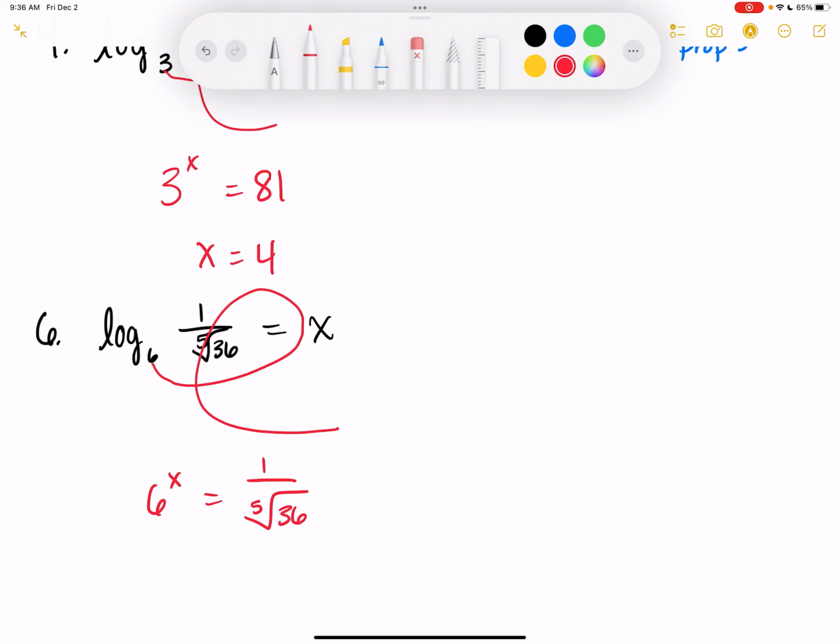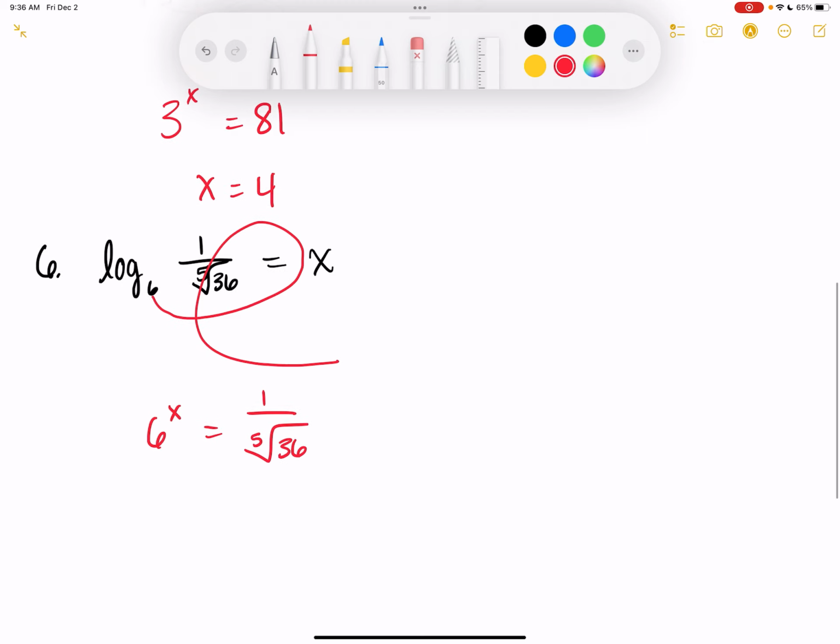So basically, I want both sides to end up with a base of 6. So I want to rewrite the right side in terms of 6 raised to some power. Okay? Now, a root of a number can be rewritten as a power, as a fraction. So I can rewrite this as 1 over 36 to the 1/5.